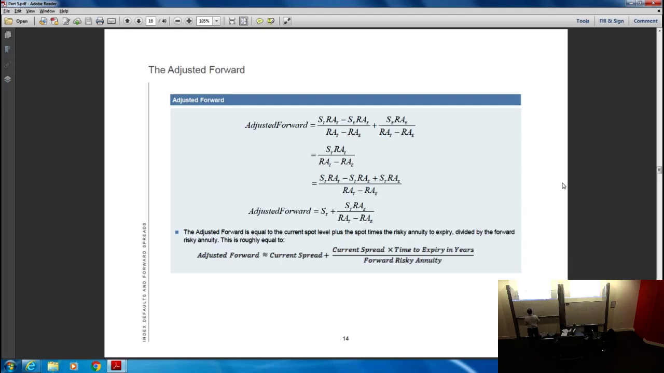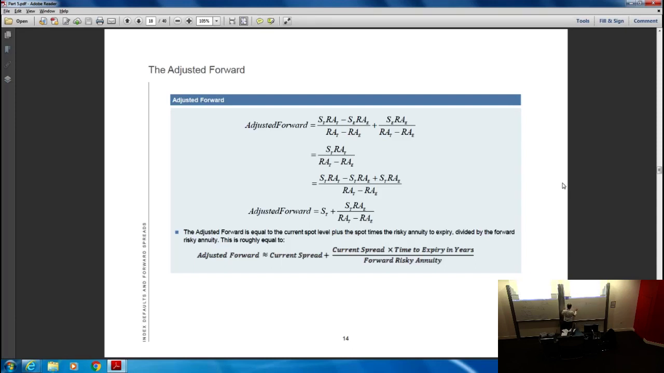Is that right? Where have I missed my T? Sorry. Yeah. We should have been adding that, subtracting that there, and that comes out there, and that comes there. So again, we add on to it, we factorize it, and we get spread t times risky annuity t divided by the difference in risky annuity, which is essentially equal to the forward.